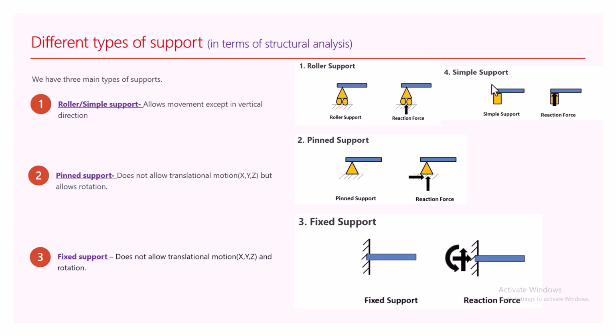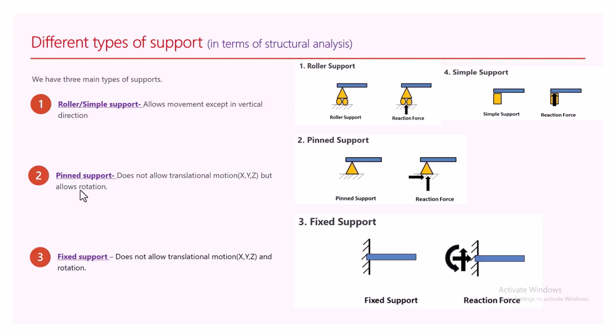The reason why this simple support and the roller support are classified as one is that they both behave the same way. You can easily go in this direction, you can easily rotate, but you cannot go downward, that is the vertical direction. Likewise for the simple support.